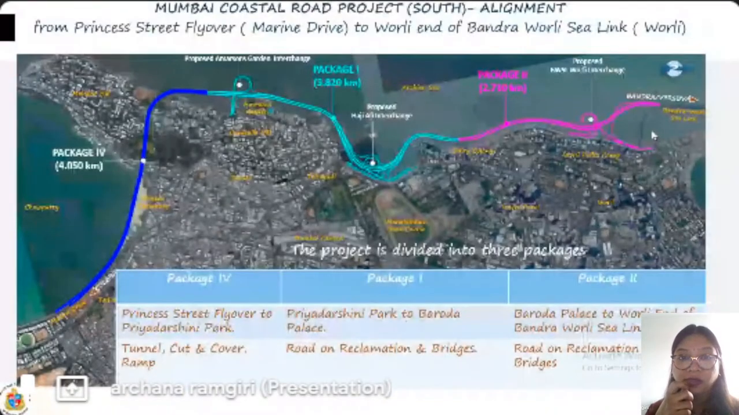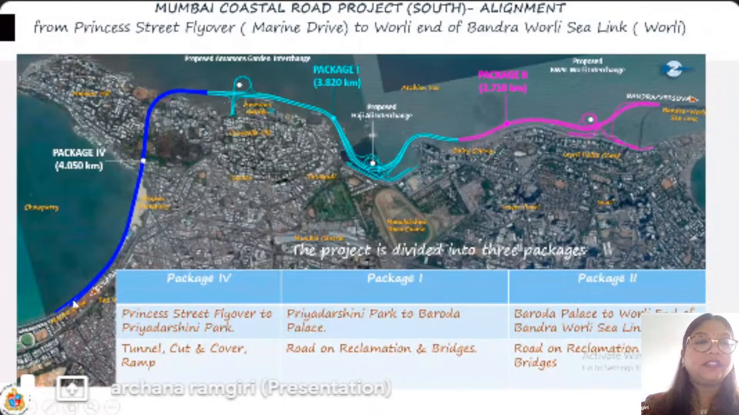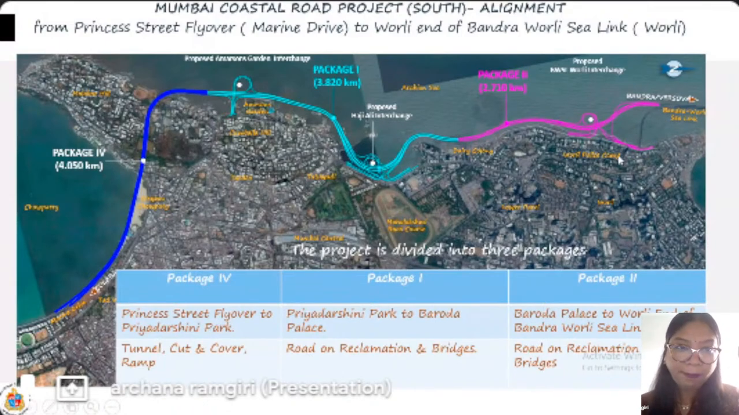So now we will go with the alignment of this coastal road. It started from the Princess Street flyover, that is Marine Line, the Marine Drive, and it aimed to the Worli end of the Bandra Worli sea link. The project is divided into three packages.